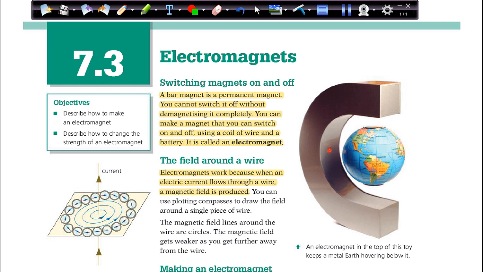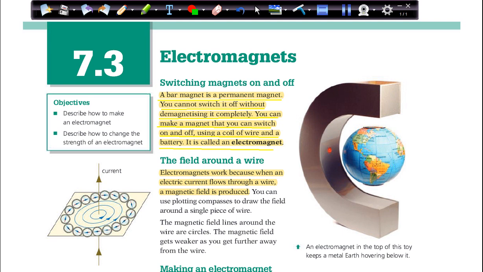So open your books on page 140. Grab your highlighters and follow me, please. Electromagnets: switching magnets on and off. A bar magnet is a permanent magnet. You can't switch it off without demagnetizing it completely. You can make a magnet that you can switch on and off using a coil of wire and a battery.